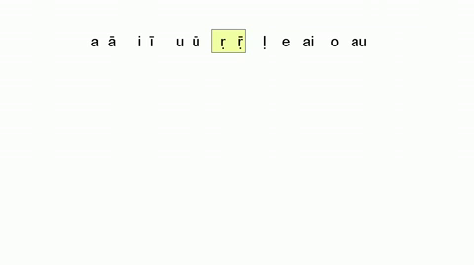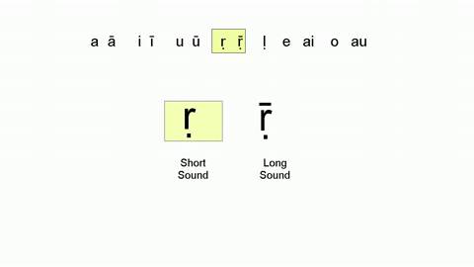The next pair of vowels are pronounced ri. This is the vowel sound in the name Krishna, ri. The long version of this vowel is pronounced ree. This vowel sound is extremely rare, and at this point in the course, don't worry about it too much. I'll say them one more time. Ri, ree.